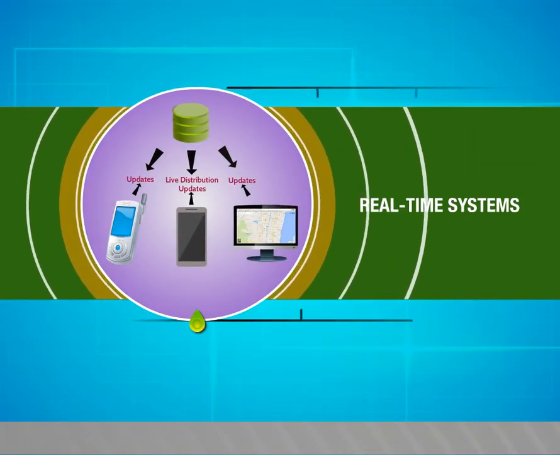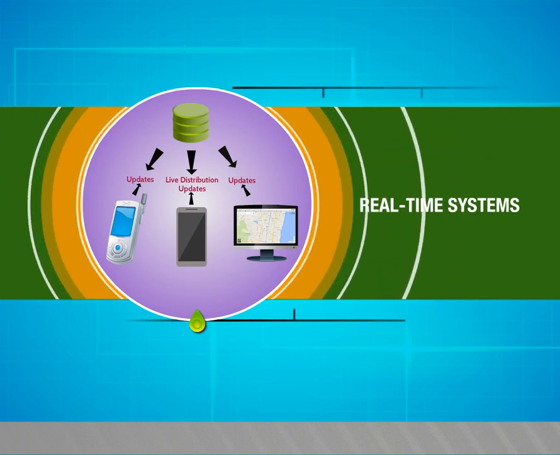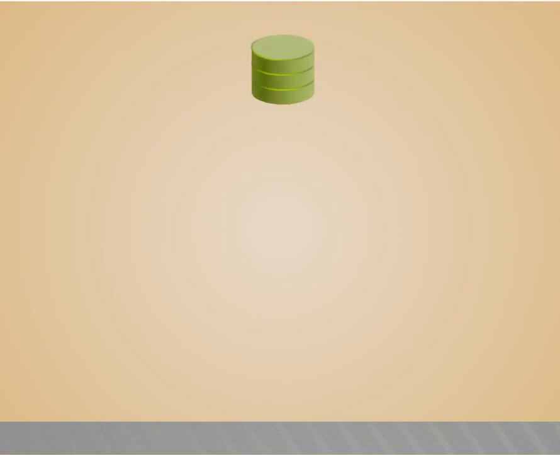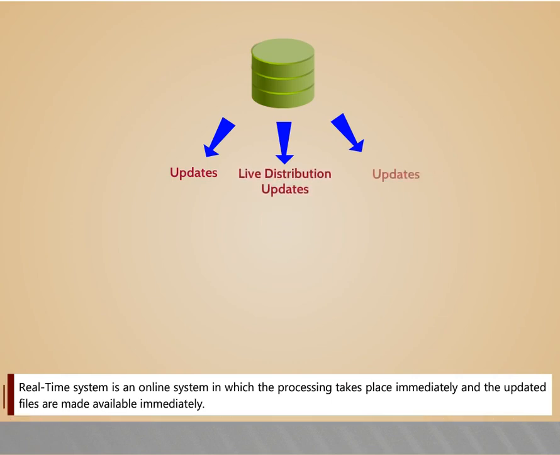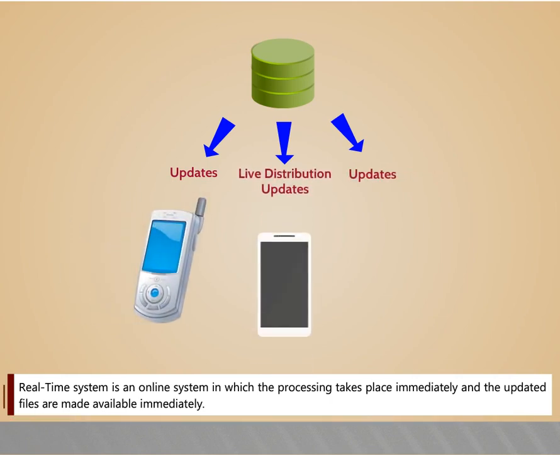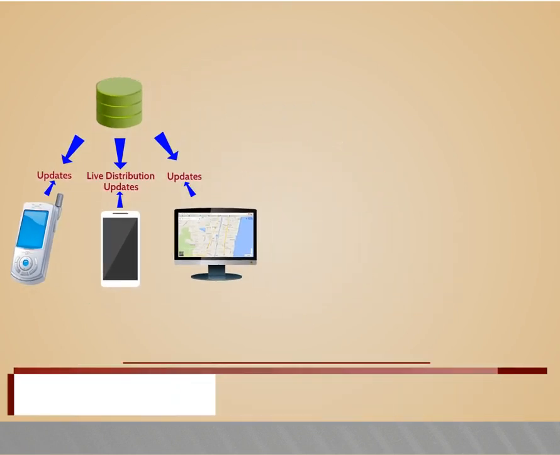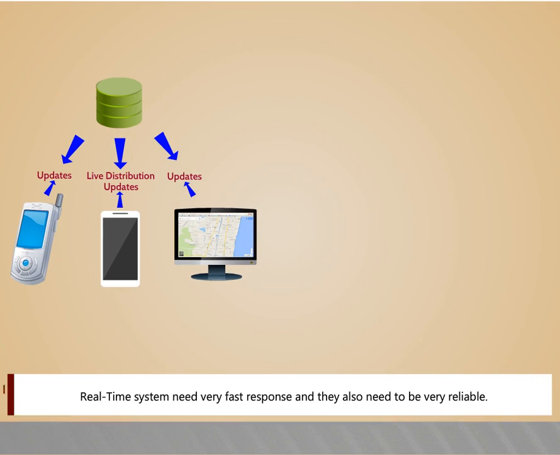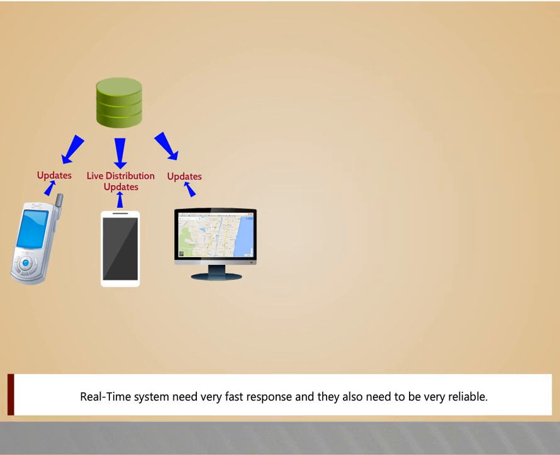Real-time systems. In this video, we are going to see about real-time systems. A real-time system is an online system in which the processing takes place immediately and the updated files are made available immediately. Real-time systems need very fast response and they also need to be very reliable.